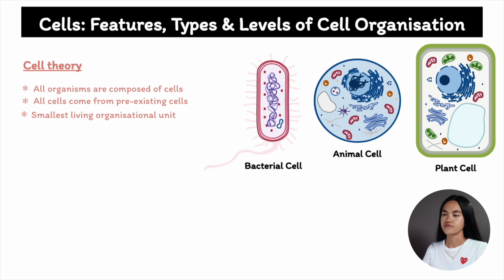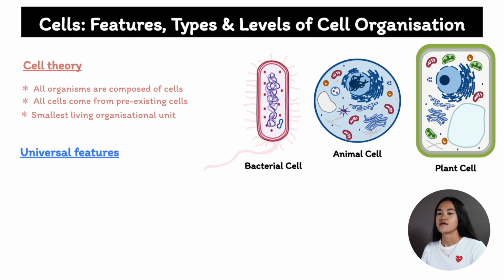Now, there are different types of cells. We have bacteria, animals, and plants. And we're going to break down all these different types. But before we do, let's go through the common features of cells on Earth.